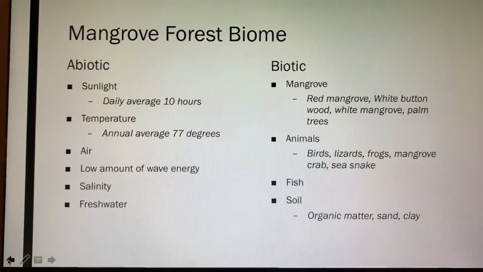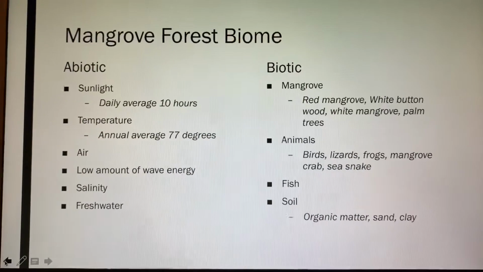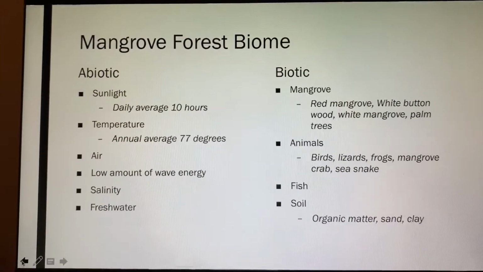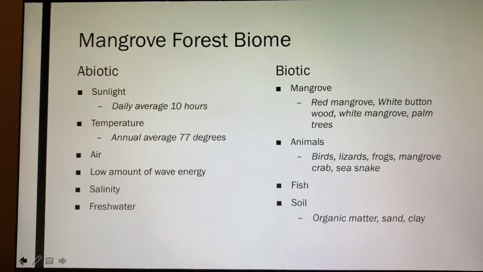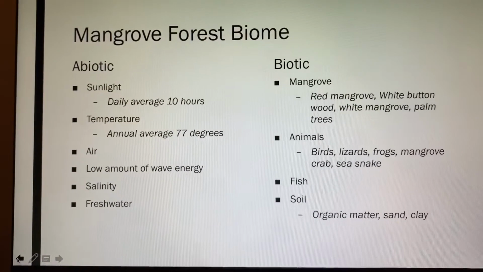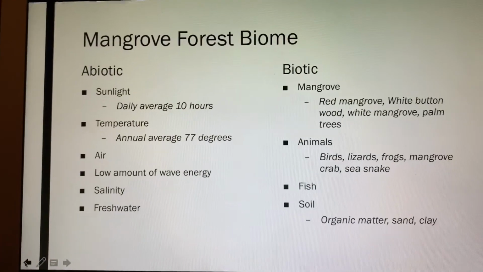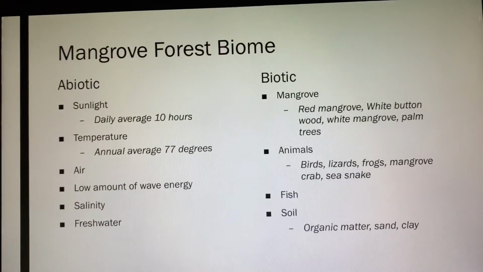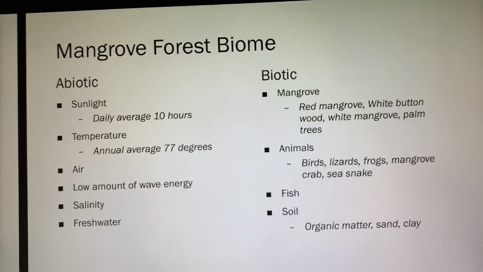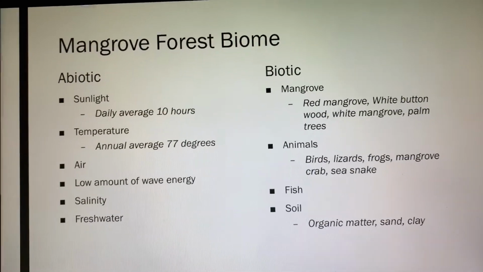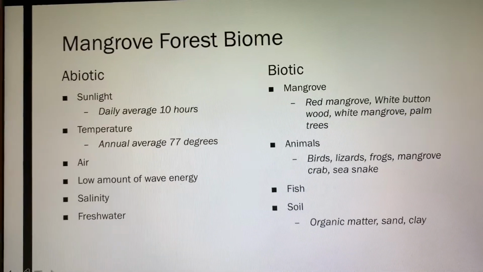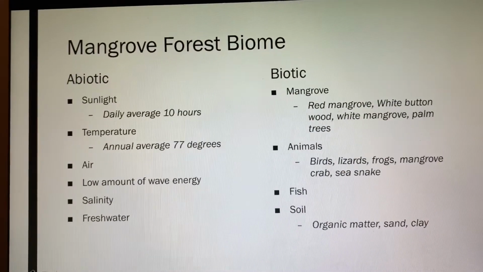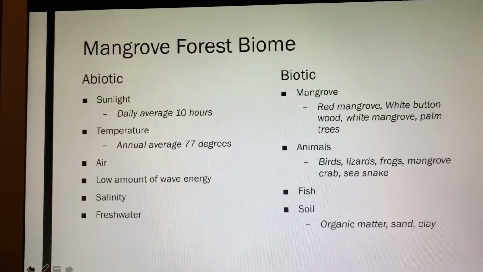The biotic factors include mangroves, so there are red mangroves, white buttonwoods, white mangroves, and palm trees. I meant to put plants right there. Because the mangroves stabilize the coastline, so it builds on to the coastline, and as further the mangroves grow, other plants can start growing in between them, and it creates a further coastline.